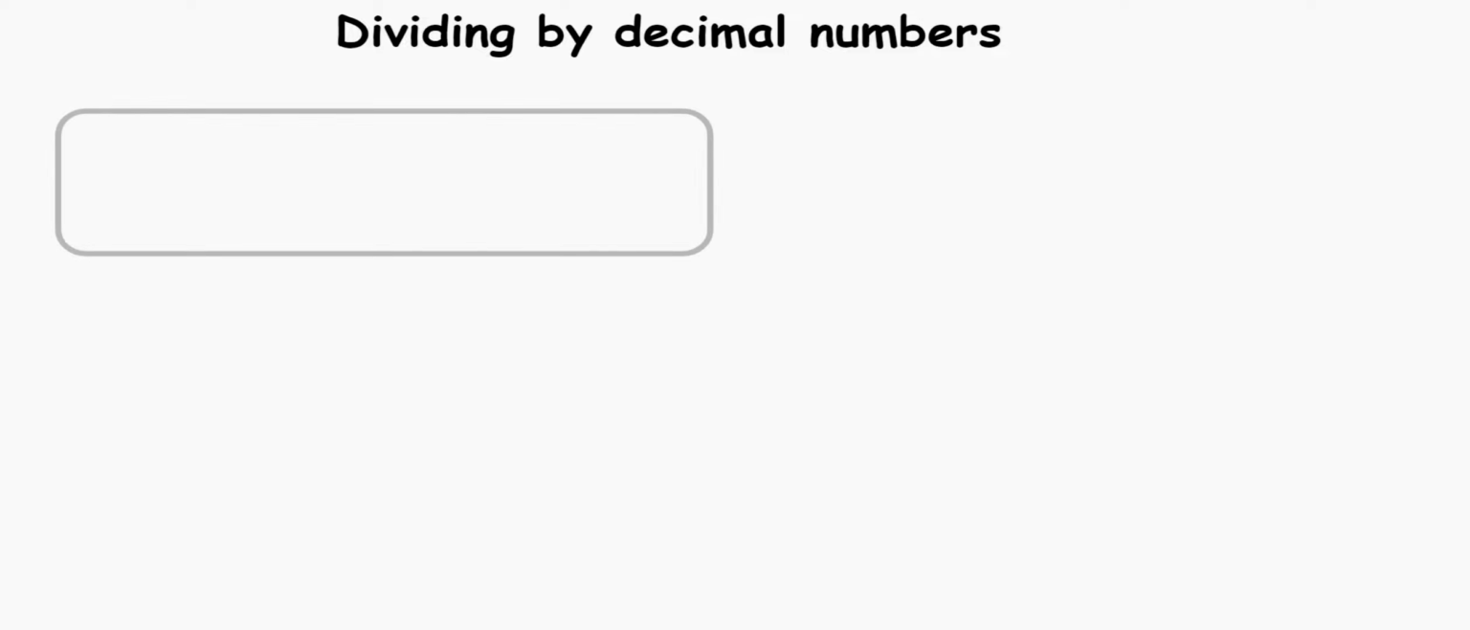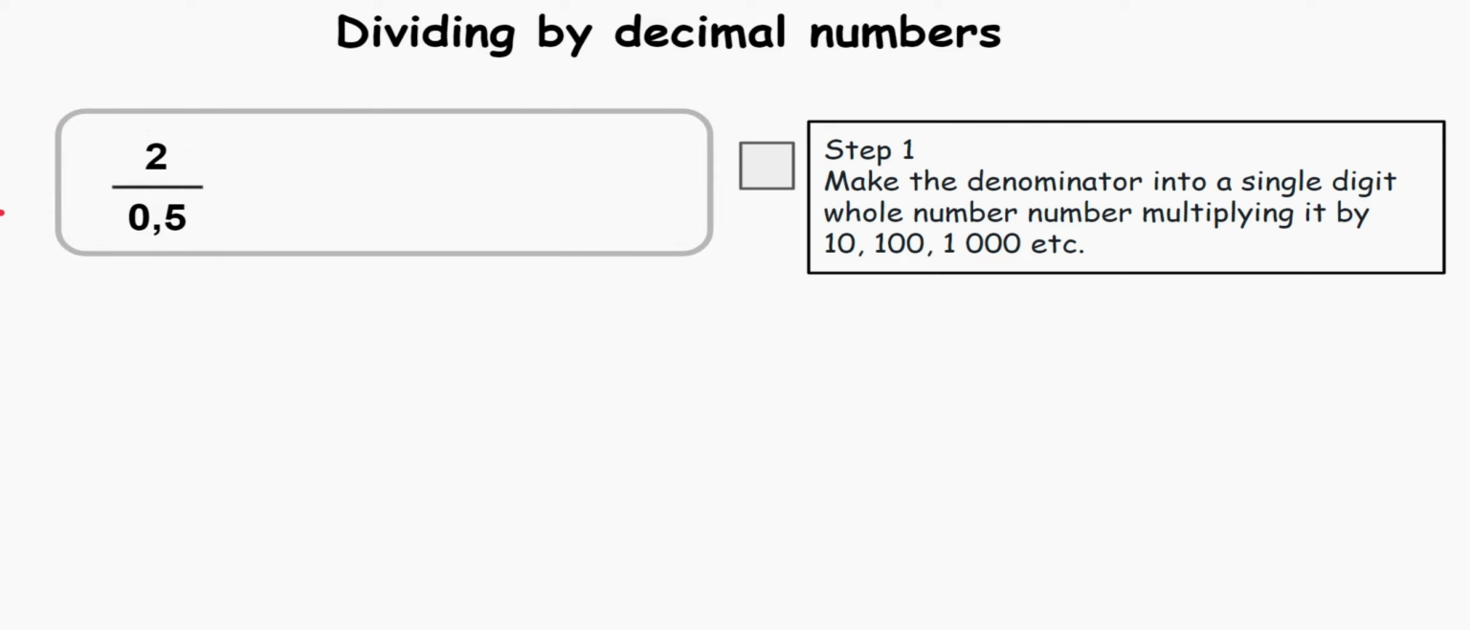In our first problem, we have 2 divided by 0.5. And I'm going to show you 3 steps to make problems like these easier to solve. The first step, we need to make the denominator 0.5, also known as our divisor, into a single digit whole number. Now, to make 0.5 into a single digit number, we need to make it more valuable, which can be done by multiplying it. So, what should we multiply 0.5 by to make it into a single digit whole number?